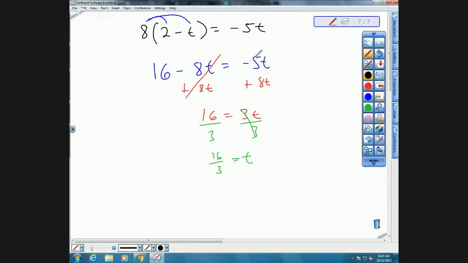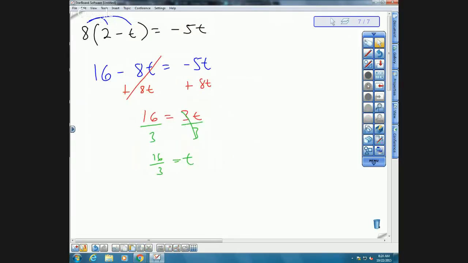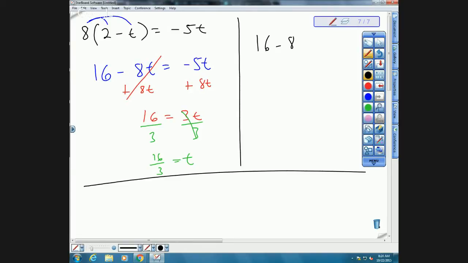What if I just like my t's on the left here, and I add 5t to the other side? Let's see if I can. So let's say I'm back at that spot, and I have somebody that just likes their t's on the left. So they add 5t to both sides here. So on this side, I have 16 minus 3t. What do I have on the right side now?